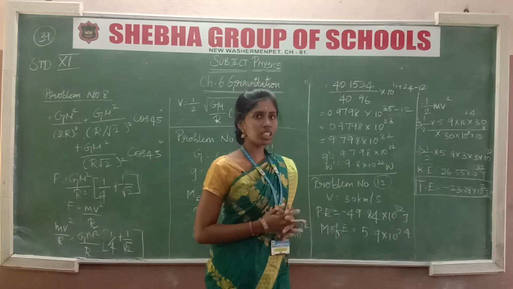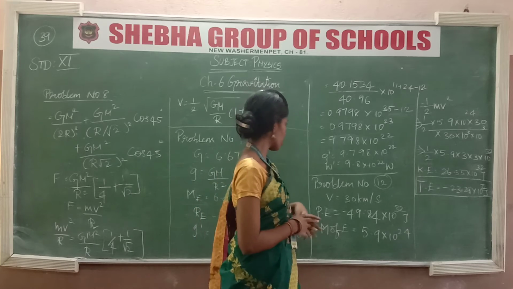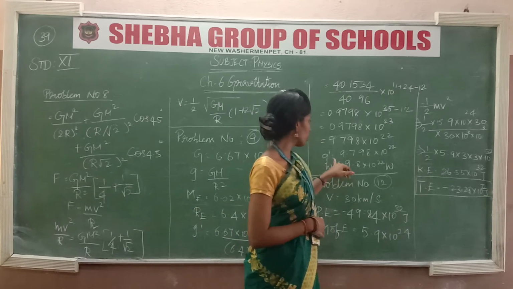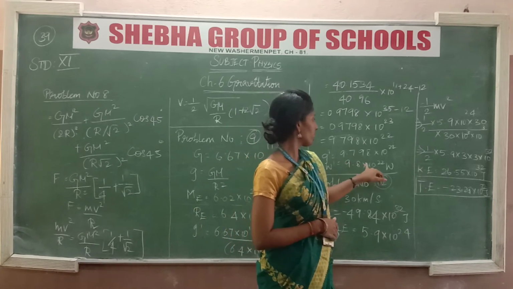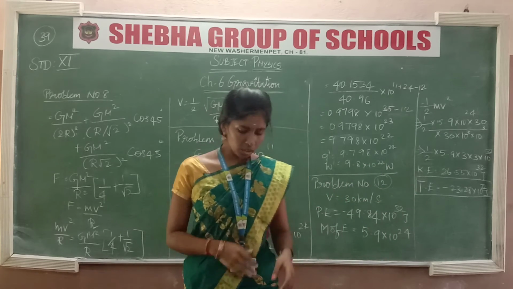So G is equal to work done. So W is equal to mg, it's the gravitational mass. So the power is equal to 9.8 into 10 to the power of 22 W. So that is the 9th problem answer.